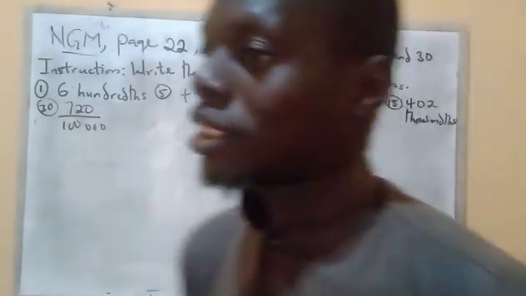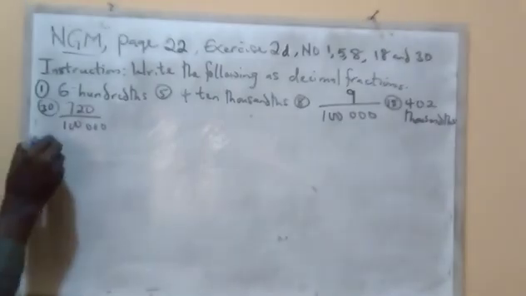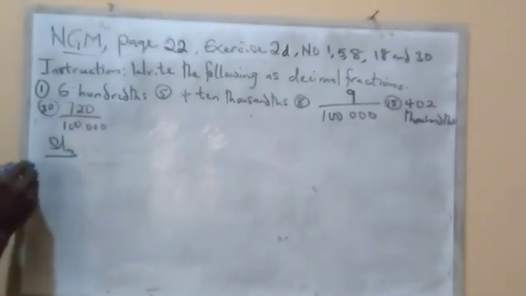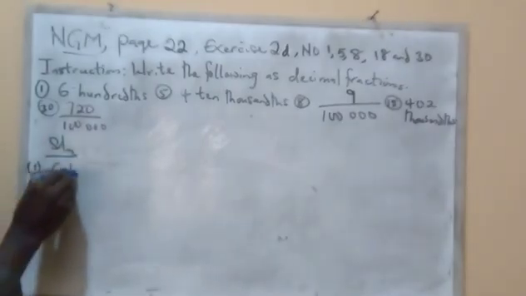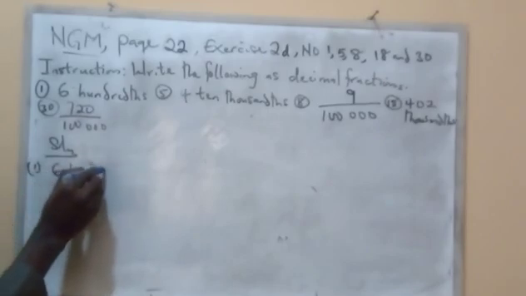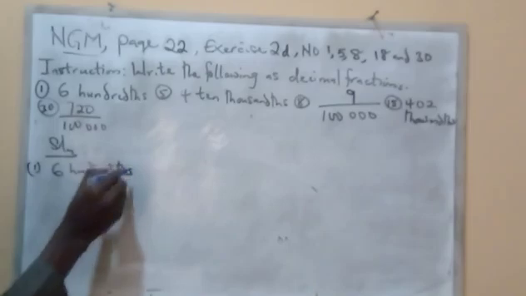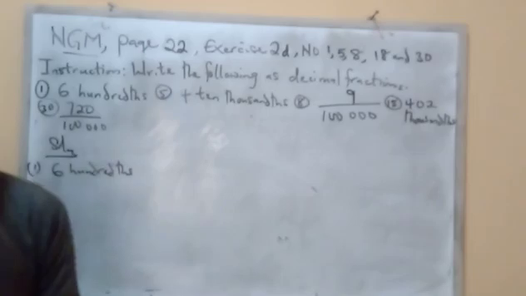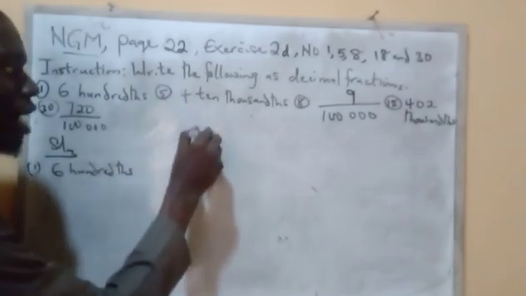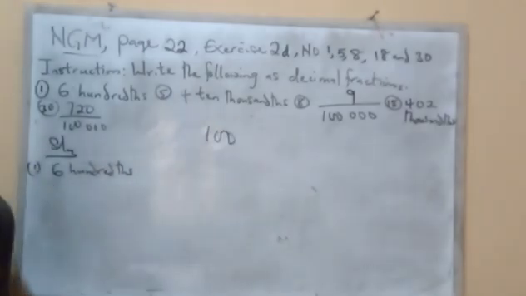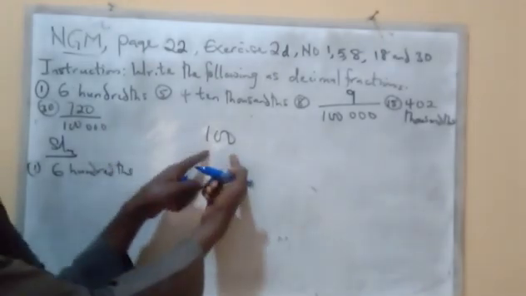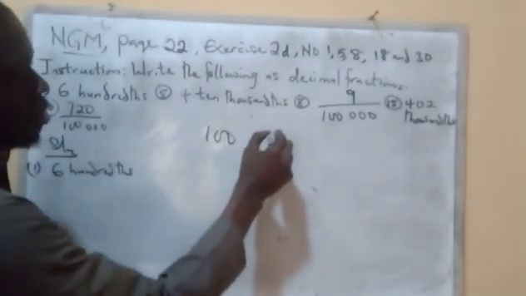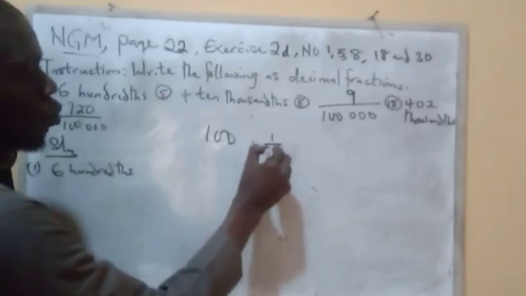So how do we do it? Let's start. The first one is 600. When we say 100, we mean this. But when we say hundreds, it is the inverse of this, meaning 1 all over 100.